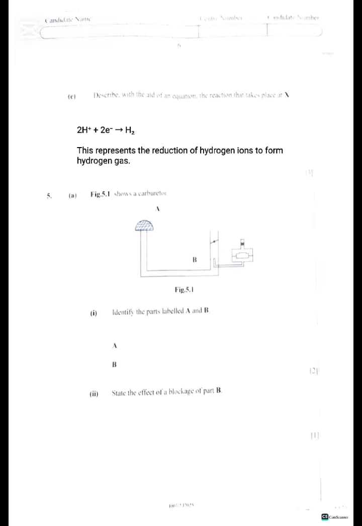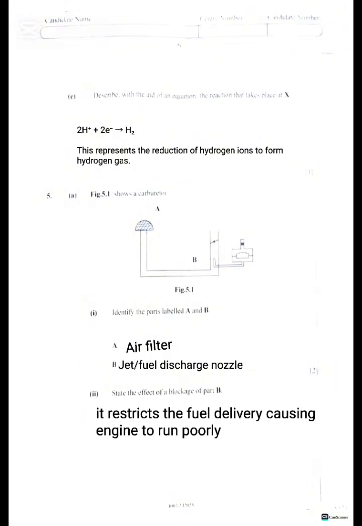We can now proceed to number 5, which is the first question in the physics questions. Fig 1 shows a carburetor. Identify the parts labeled A and B. So A is known as the air filter or air cleaner, while B is known as the jet or fuel discharge nozzle. And then on part 2, state the effect of blockage of part B. So the blockage of part B is going to restrict the fuel delivery, causing the engine to run poorly.